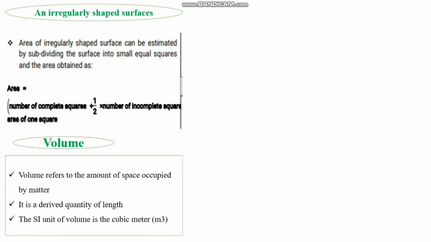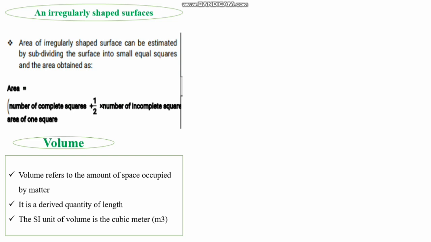So the volume refers to the amount of space occupied by matter. We said matter is anything that occupies space and has mass. Matter can be air, solid, or liquid. So that space that matter takes is called volume. The volume is the amount of matter that can be accommodated in a given area. So that region is called the volume.